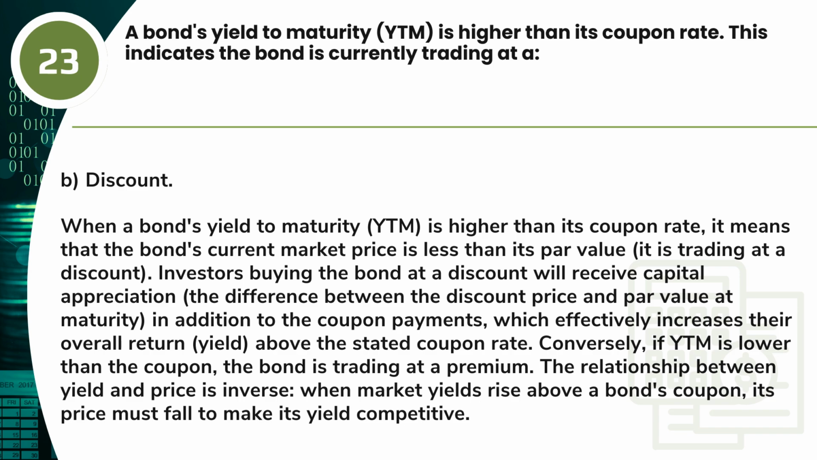Investors buying the bond at a discount will receive capital appreciation, the difference between the discount price and par value at maturity, in addition to the coupon payments, which effectively increases their overall return, yield above the stated coupon rate. Conversely, if YTM is lower than the coupon, the bond is trading at a premium. The relationship between yield and price is inverse. When market yields rise above a bond's coupon, its price must fall to make its yield competitive.